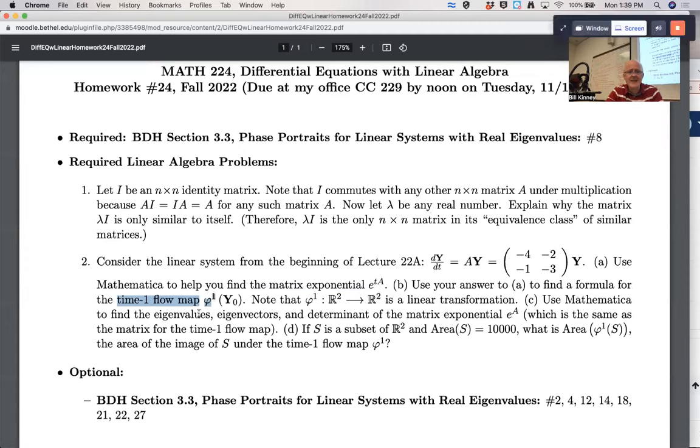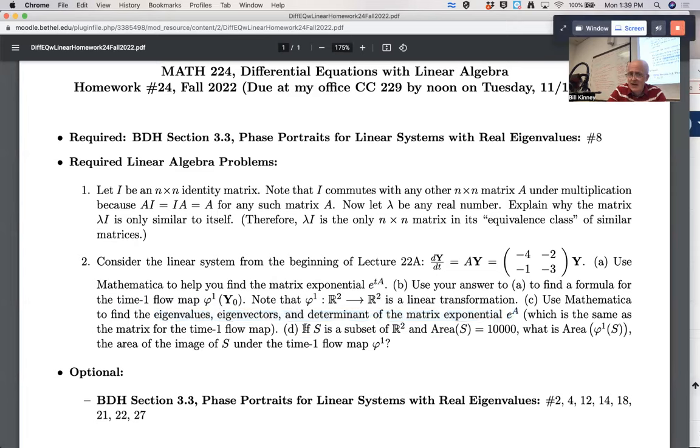Then I say find the eigenvalues, eigenvectors and determinant of e to the a. Not a, but e to the a. It's a matrix. The matrix exponential is a matrix. It's got eigenvalues, eigenvectors, and a determinant. You can compute those with Mathematica, so there's no problem computing it. What's more important is there's a relationship between the eigenvalues, eigenvectors, and determinant of e to the a and those of a itself. There's a relationship that comes out in the lectures.